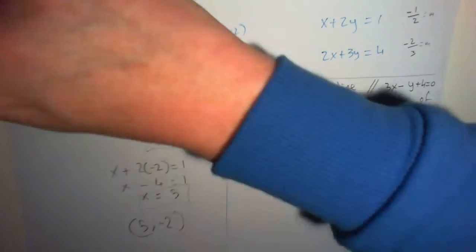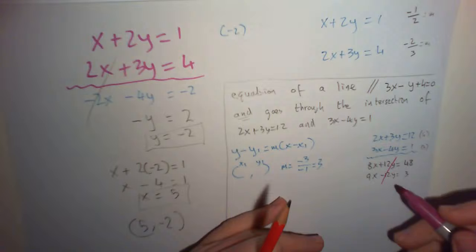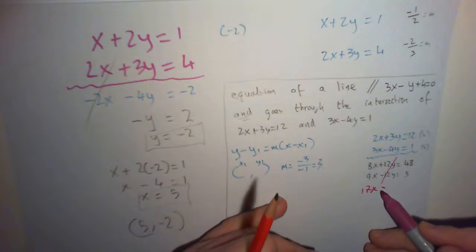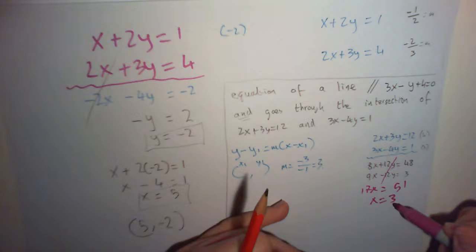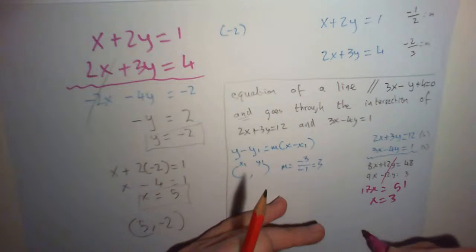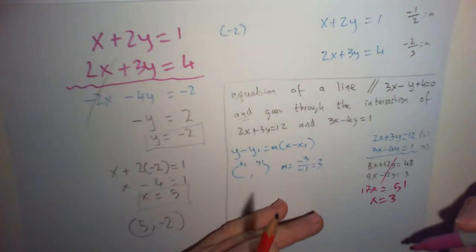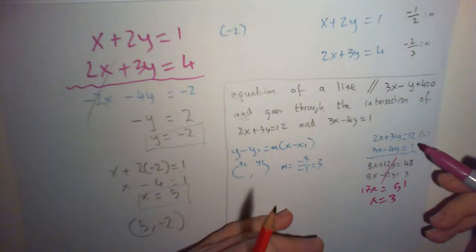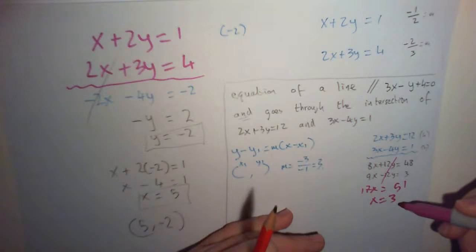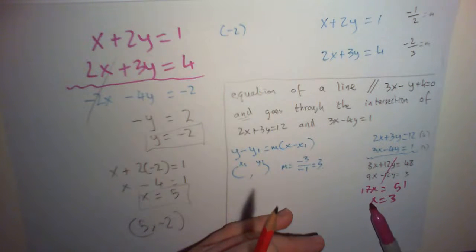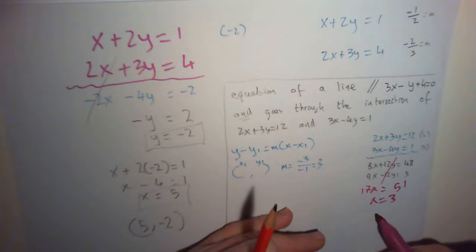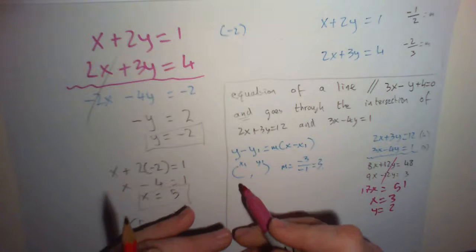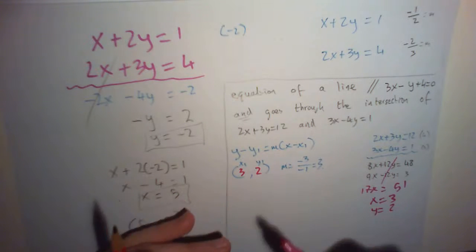So cancel. 17x is equal to 51. x is equal to 3. Substitute the x back into one of the originals. So again, you should be able to do this. I'm just going to do this in my head because life is too short. Okay, x is equal to 3. That gives me 6 plus what is 12? It's 6 plus 6. So y is 2. So the point I am looking for is (3, 2).